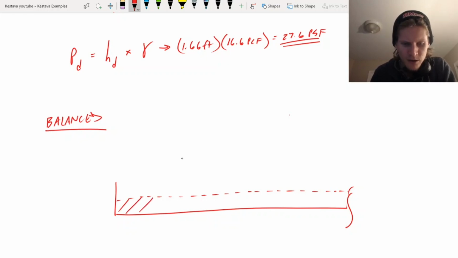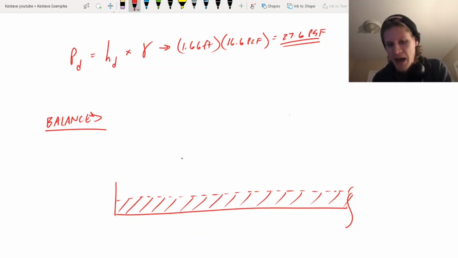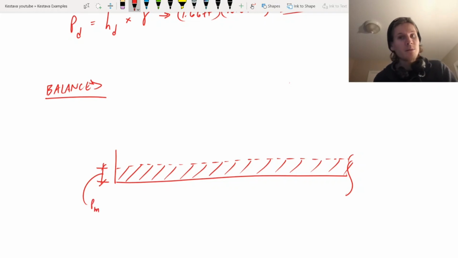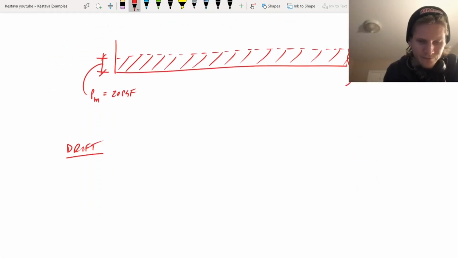And the snow along your roof here is perfectly balanced. That height is actually just equal to P min, which is the minimum roof snow load, balanced snow load, which we know equals 20 PSF. So you would design your entire roof for snow criteria of just 20 PSF for the balanced snow loading condition. That's it for condition one. Easy.